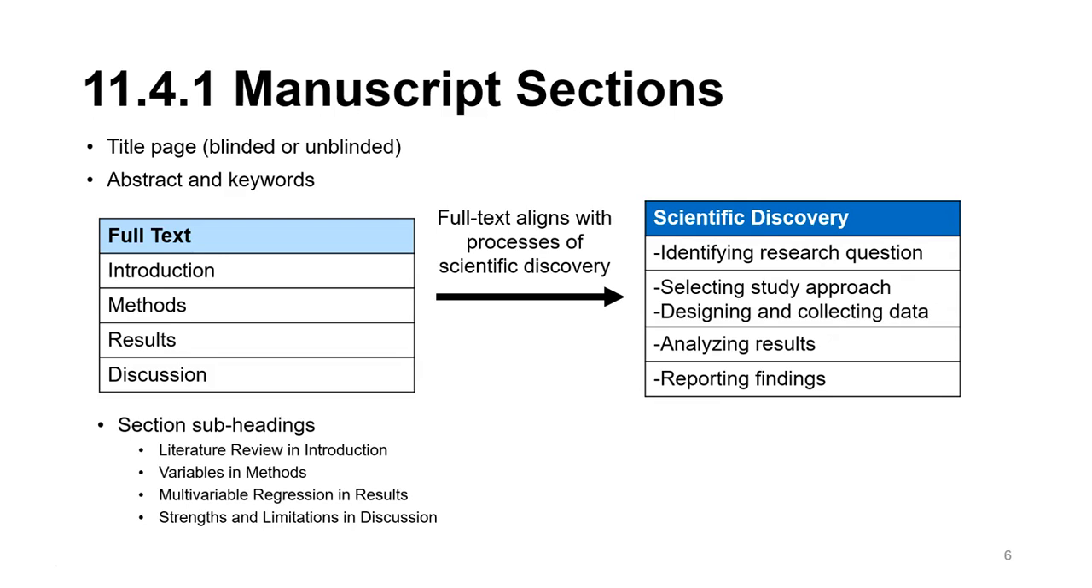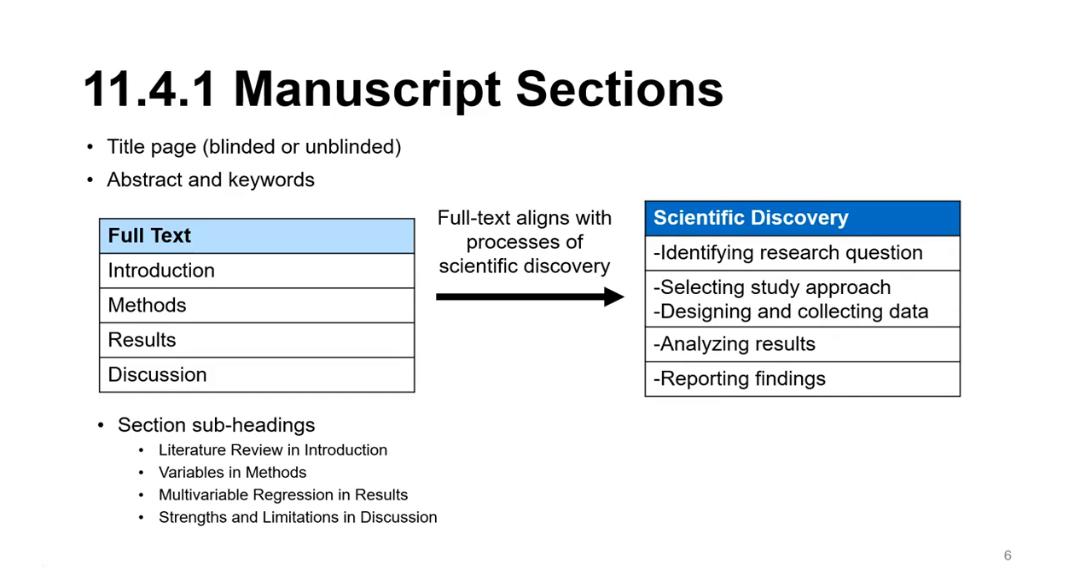And then you have these different sections, and these sections align with the steps of scientific discovery. So your introduction really is focusing on identifying the research question, and your methods focuses on selecting the study approach and designing and collecting the data. The results includes information that came from analyzing the results, and then your discussion is a reporting of the findings, the interpretation of the findings.